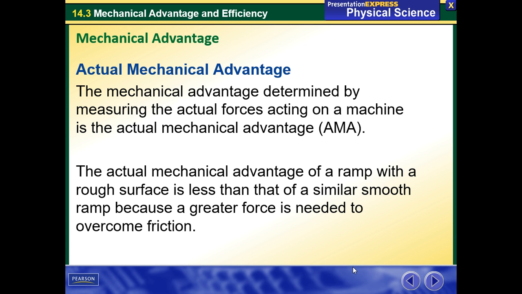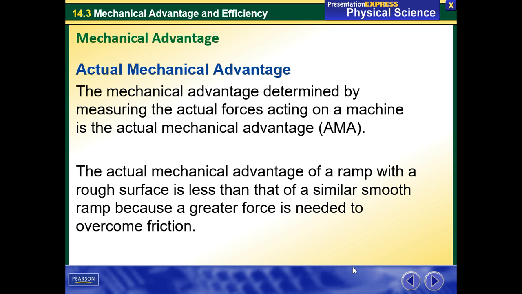Now, there are two types of mechanical advantage that we're going to talk about. The first one is actual mechanical advantage, often abbreviated AMA, and it's determined by measuring the actual forces acting on the machine. Now, when I say actual forces, I mean things like gravity, friction, air resistance, buoyant force, all of these.